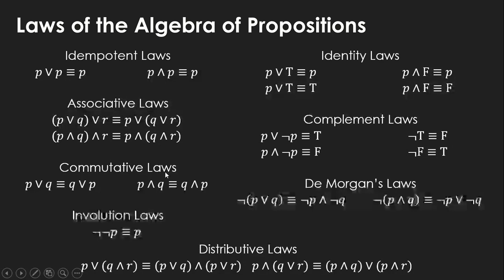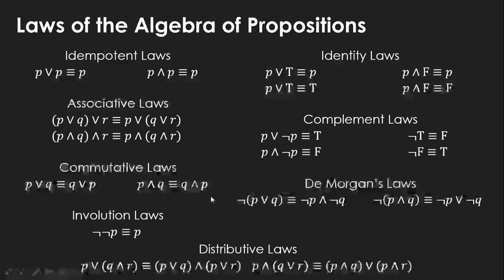We also have the commutative laws, by which if we interchange the position of the propositions, it still is the same or equivalent. So, say for example, when we say P or Q, it's the same as stating Q or P. Or when we say P and Q, it's the same as Q and P.